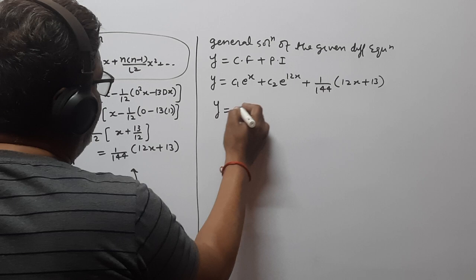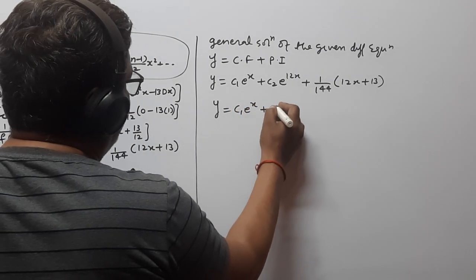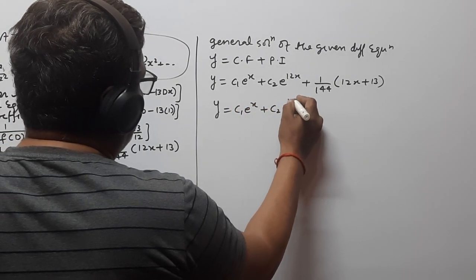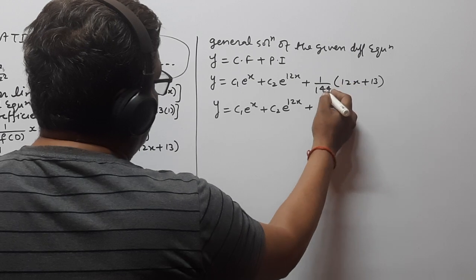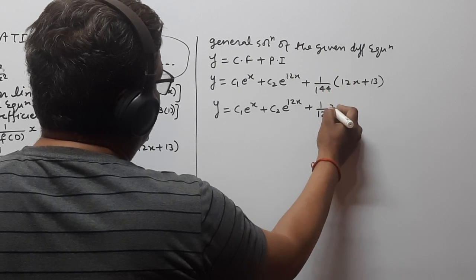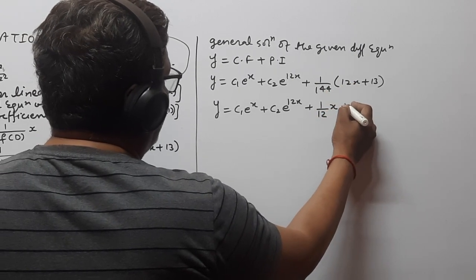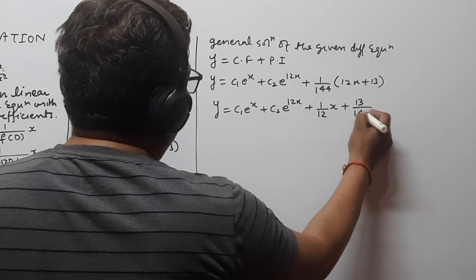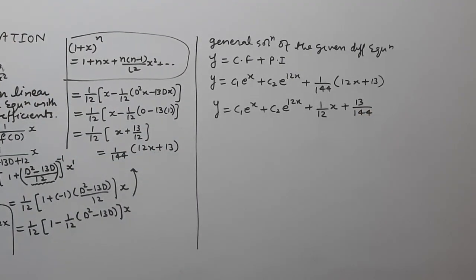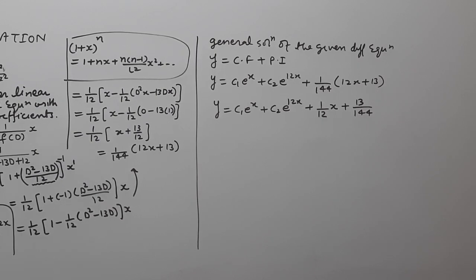This can also be written as y equal to c1 times e to the power x plus c2 times e to the power 12x plus x by 12 plus 13 upon 144. So this is the solution of the given second order linear differential equation with constant coefficient.